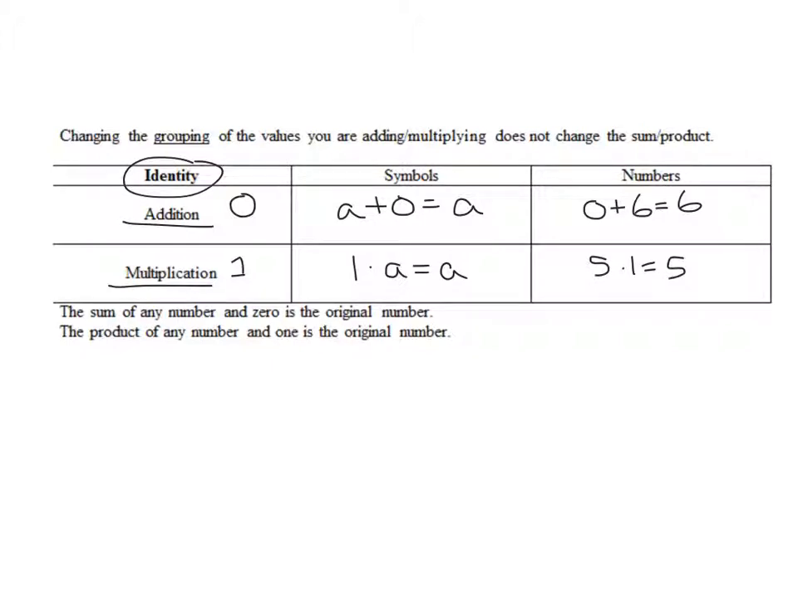Here are the examples of identity. The sum, which means if you add any number and 0, is the original number. The product, which means multiply, of any number and 1 is the original number.